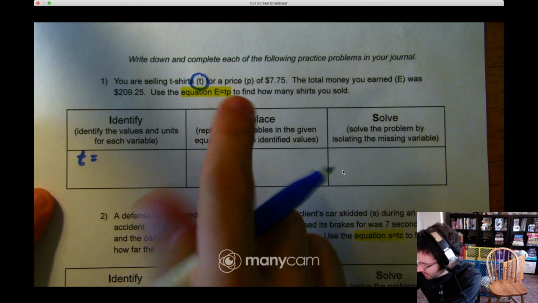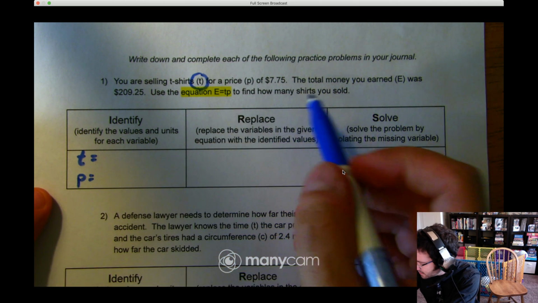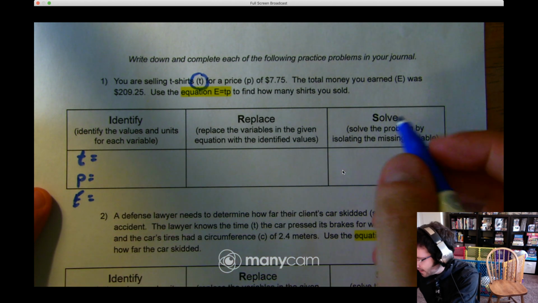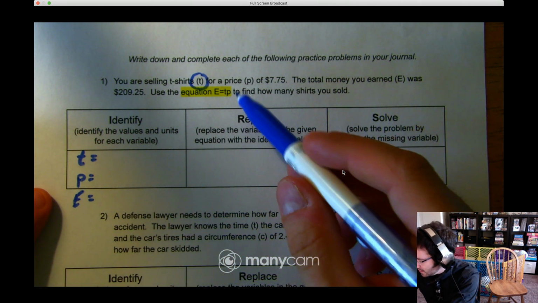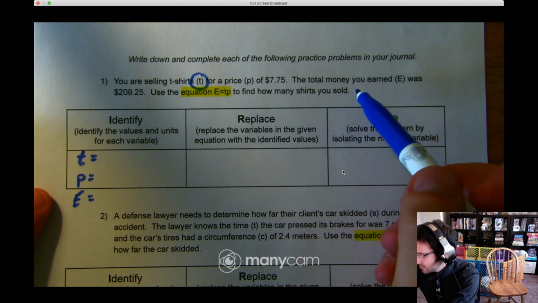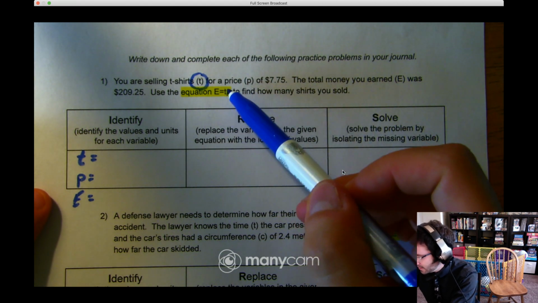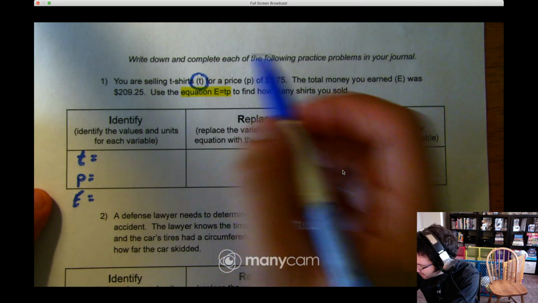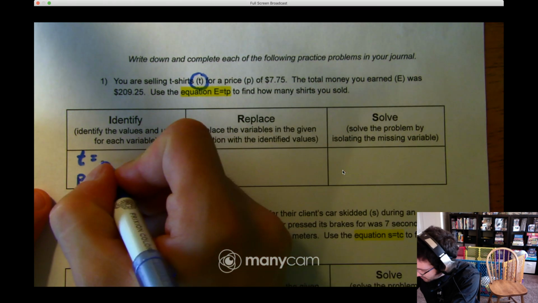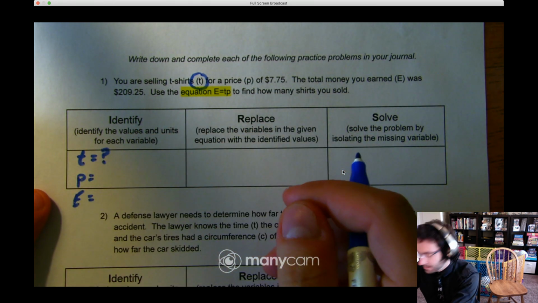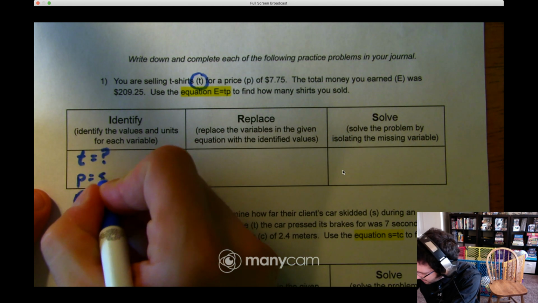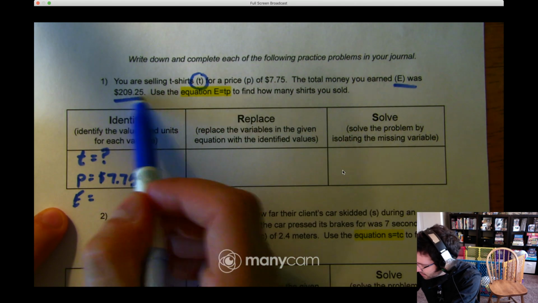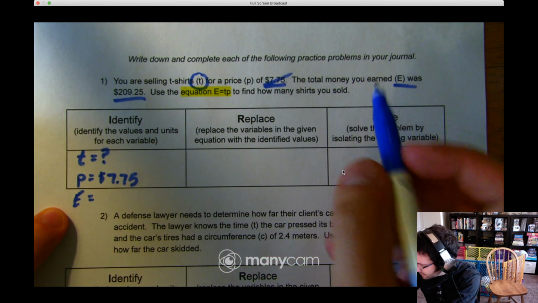For a price P of $7.75. The total money you earned, E, is $209.25. Use the equation E equals TP to find how many shirts you sold. So the amount I earned will be the number of t-shirts multiplied by the amount each t-shirt costs. So first is, how many t-shirts did I sell? I don't know. So that's a question mark. Okay, what's the price? $7.75. It told me that in the prompt. Okay, E says the amount I earned was $209.25. So we took care of $7.75.